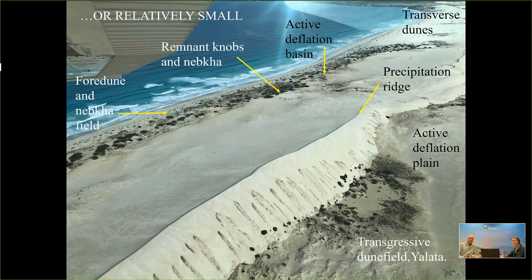This one near Yalata, in the South Australia, West Australian border region, is relatively small, just a few hundred metres across. And here you can see the beach and foredune and nebka field. You'll see these again in other pictures. Nebka are these isolated vegetation patches that trap sand and form a little dome of dune. And then the active dune phase here, and a precipitation ridge, so called because sand precipitates or rains down to form the ridge as the dune field advances inland.